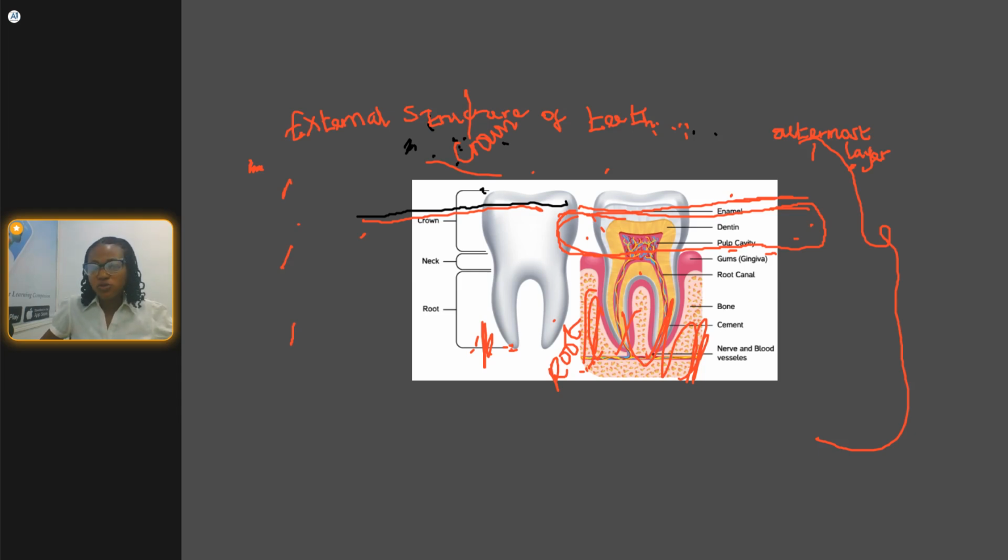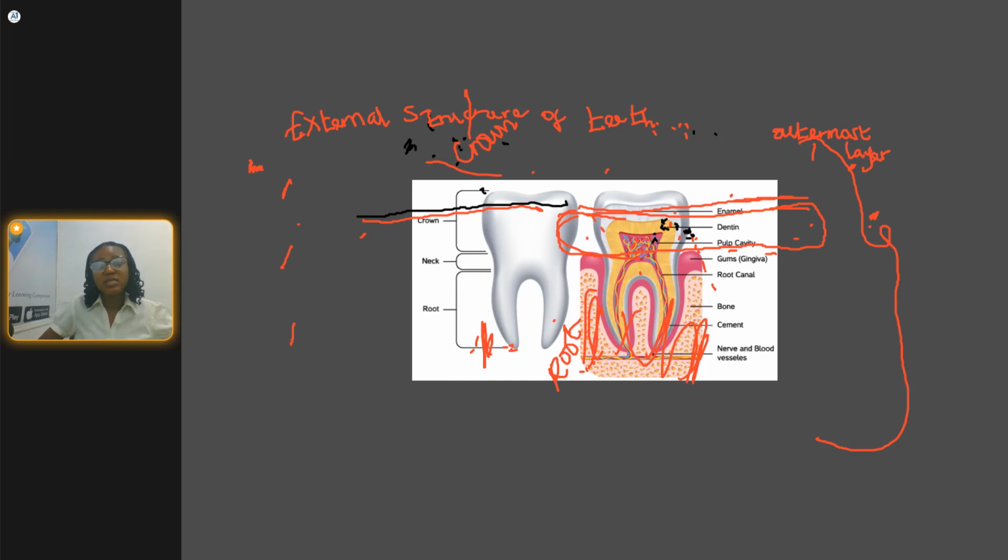Okay, so we move to the pulp cavity. As you can see here, we have the pulp cavity. It is the inner chamber that contains the blood vessels. You can see the blood vessels here. So the pulp cavity has the blood vessels, and it nourishes the teeth and detects sensations.